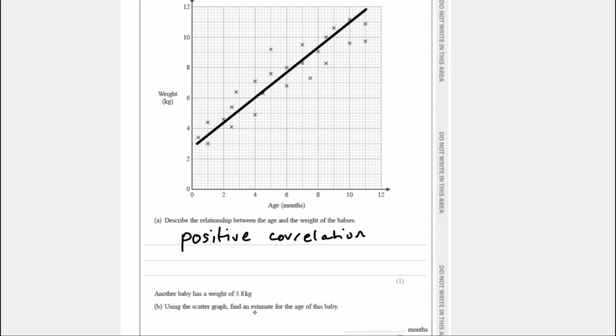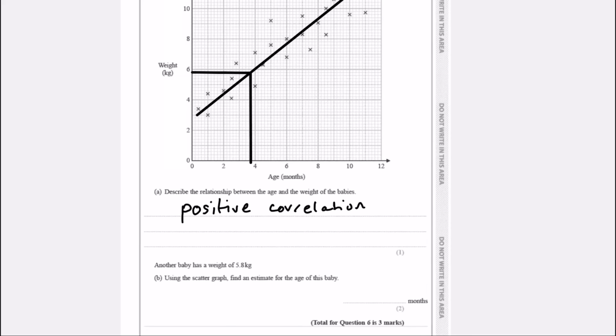So 5.8 kilograms is up here. And then we come down to the line and we read off from our graph. There'll be a range of acceptable answers for this question. We've got something like 3.7 or 3.8. I'll put 3.8, but there'll be a range of answers and just read off whatever it says on yours.